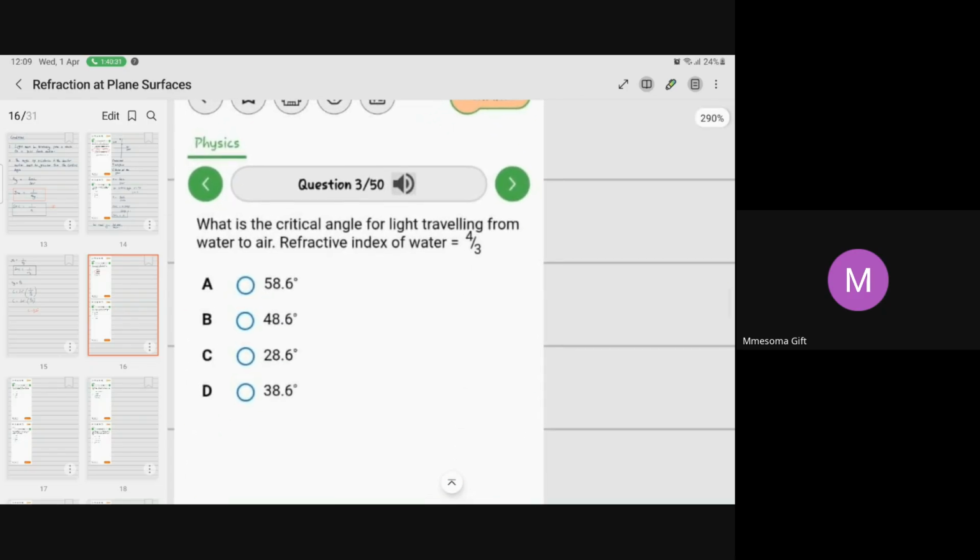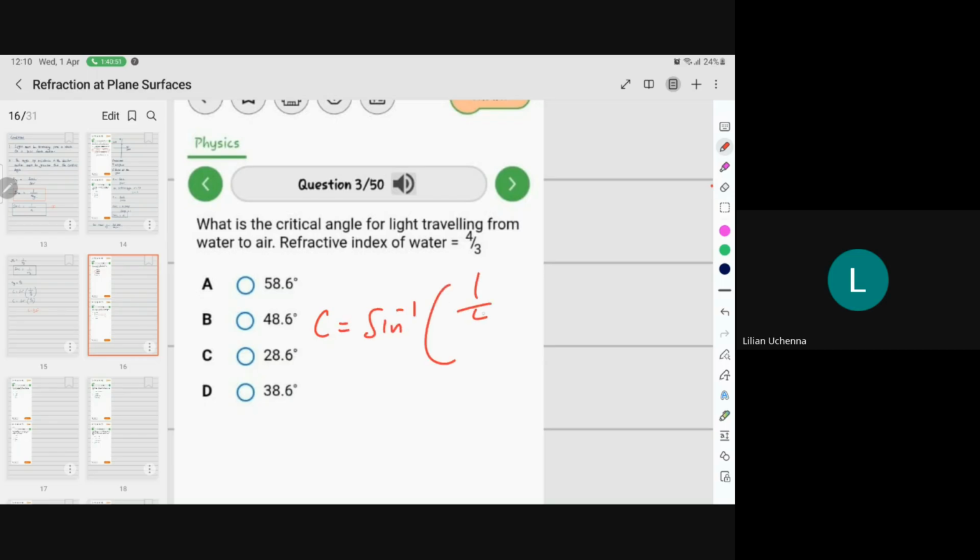What is the critical angle of light traveling from water to air? Refractive index of water is 4/3. As always, C is equal to sine inverse of 1 over 4/3. You get your answer, okay?